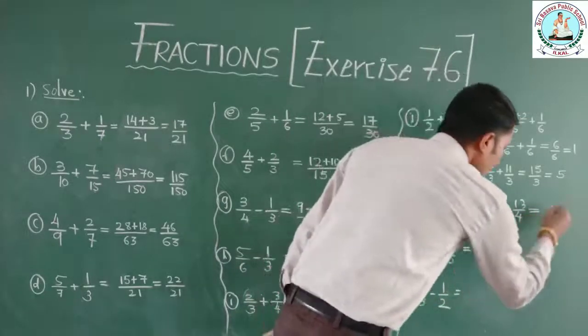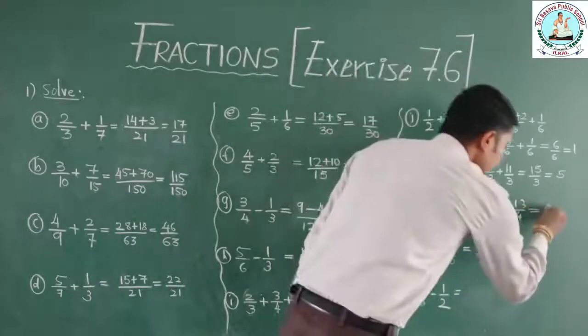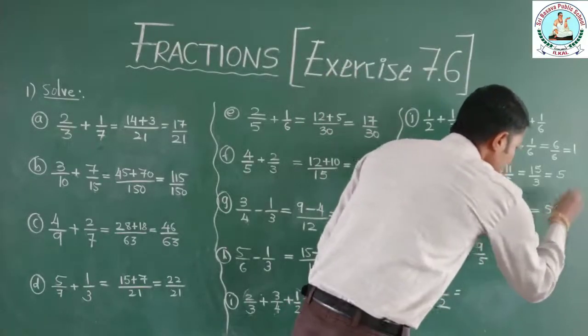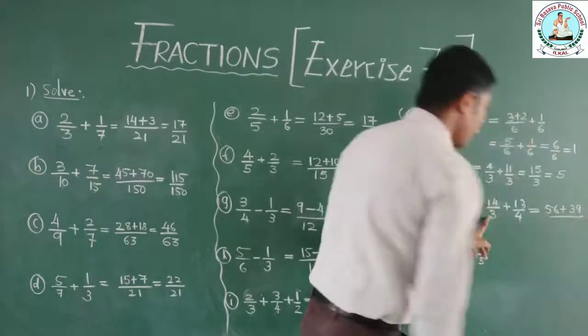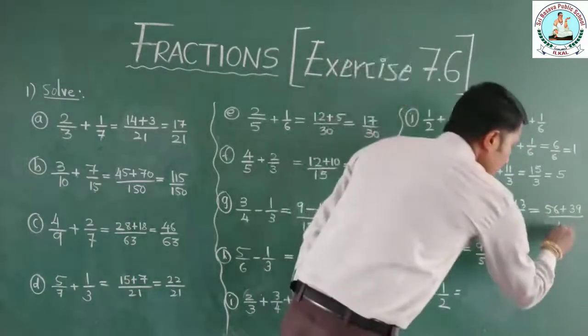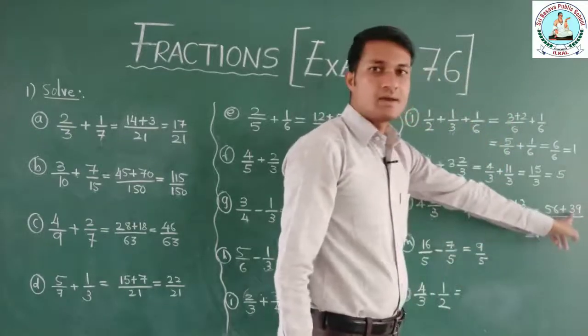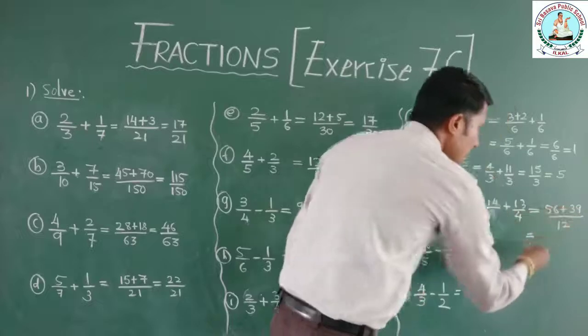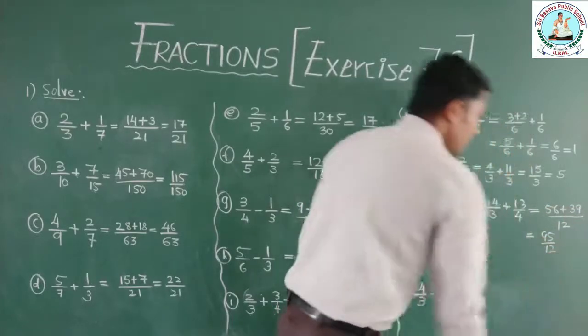So 14 fours are how much? 14 twos are 28, and 28 doubled is 56. So 56 plus 13 threes, which is 39, divided by, so 3 fours are how much? It is 12. So just write it: 56 plus 39, how much? It will be 95, so 95 divided by 12.